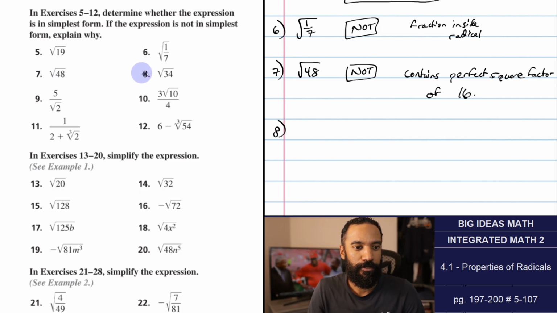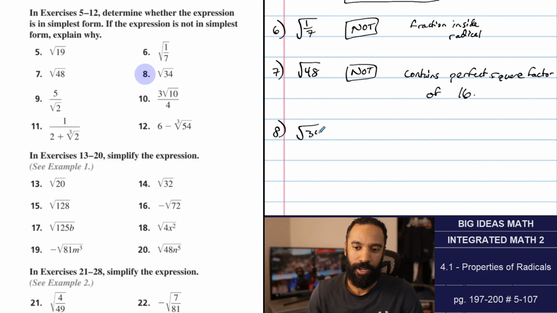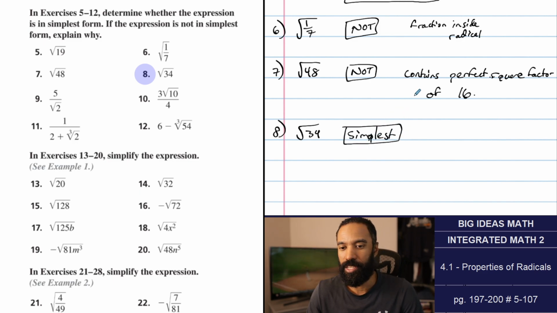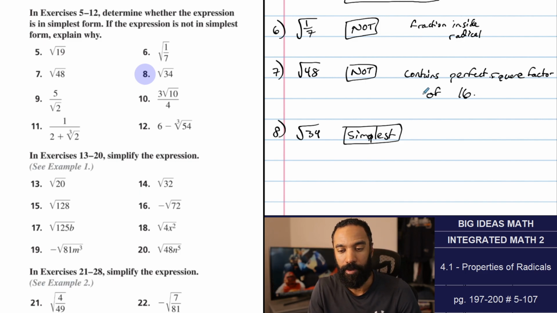Number 8, square root of 34. That is simplest form. I don't have to explain why, but there's no perfect square factor that exists. Listen, I know it's 17 times 2. 17 is a prime number. It's not a perfect square. Neither is 2.